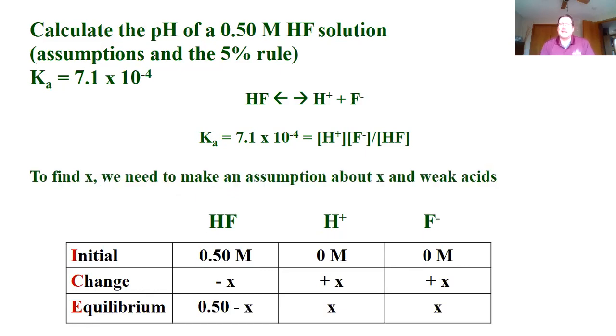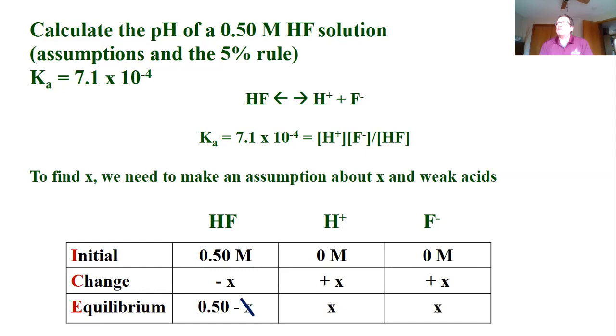So let's go next. To find X, we need to make an assumption about X in weak acids. And that's this. Here's what we know. If this, by its Ka, is a weak acid, then it's going to be almost all compound. Very little of it is going to break down, a very small amount. Remember what we saw with water dissociation was 1 times 10 to the minus 14. Okay. So very little. Even though this is 7.1 times 10 to the minus 4th, it means almost all compound, very little hydrogen and fluoride. So what's the assumption we can make? You see there, I cross out the X.